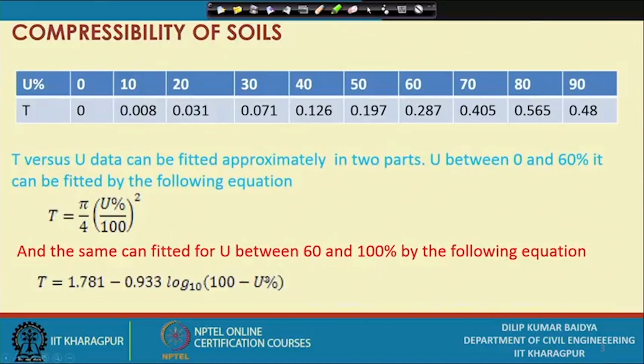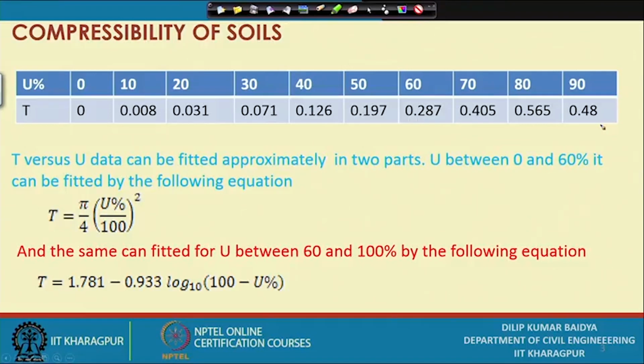You can see here I have written once again U and T: U = 0, T = 0; U = 10, T = 0.008; U = 20, T = 0.0314; U = 30, T = 0.071; U = 40%, actually 0.126; 50%, 0.197; 60%, 0.287; 70%, 0.405; 80%, 0.565; 90%, 0.848. So, this is the T versus U data.